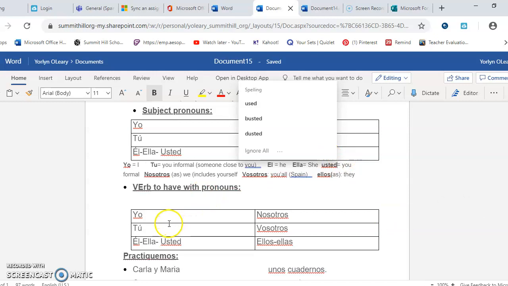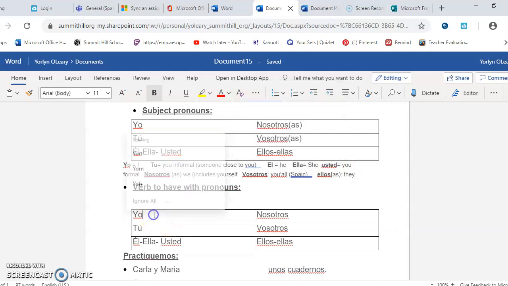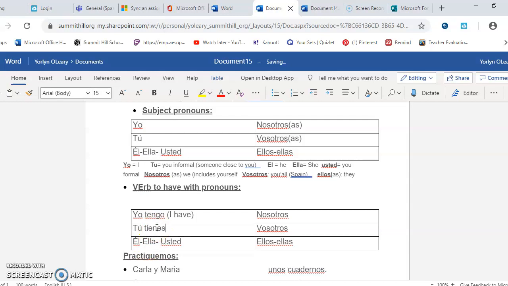So here we go. We're going to use the subject pronouns because that's what we're referring to when we're speaking in a sentence, and then you are going to be adding the verbo to have, which is tener. In this case, it's conjugated in the yo form with tengo, and you already know that. That means I have. Then we have the tú form, which uses tienes. I think we have already used it. You have.